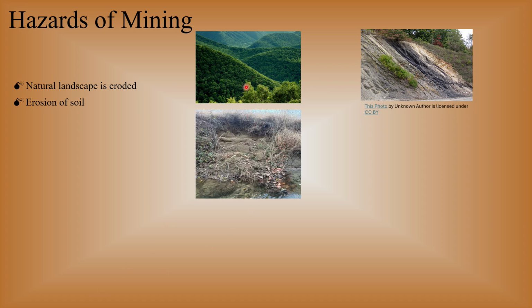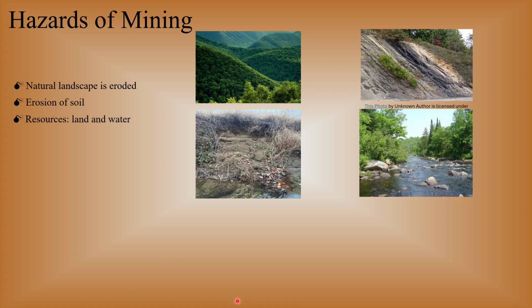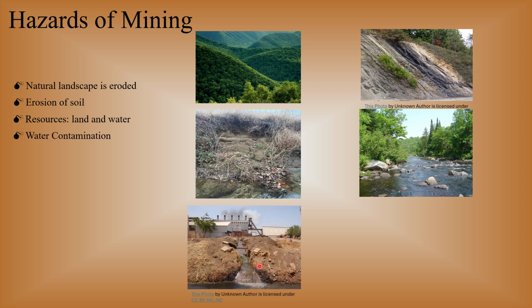With the erosion of soil, because it has no more vegetation, winds, air, water, rain will cause the topsoil, which is the fertile soil, to wash down, and so nothing can be grown from there. Also, it uses a lot of resources from the local population. It uses land and it uses the water. It also can cause water contamination.